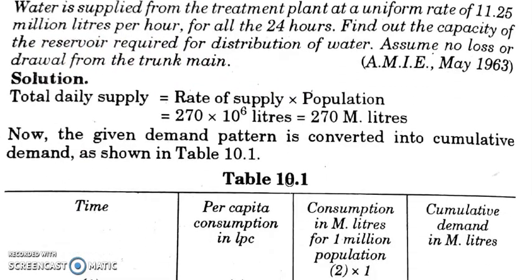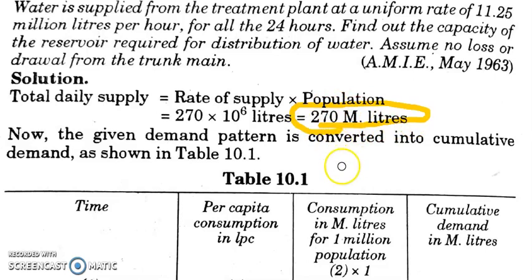Now, as you know, the total daily water supply is the rate of water supply into population. This many times earlier also we have done like this. So 270 LPCD, that is 270 liters of water supplied to one person in one day. Therefore, for 10⁶ population, instead of writing 270 into 10⁶, we will write 270 million liters. This is 270 million liters.